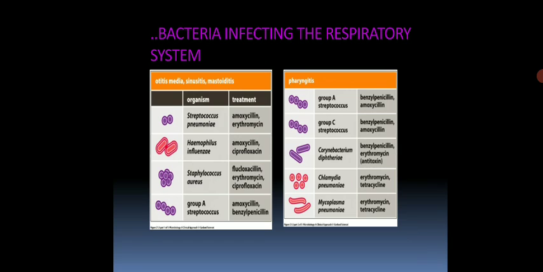So these are the causative agents of otitis media, sinusitis as well as mastoiditis. And in case of pharyngitis, it is caused by group A Streptococcus, then group C Streptococcus, then Corynebacterium diphtheriae, then Chlamydia pneumoniae as well as Mycoplasma pneumoniae. So these are the respective antibiotics, for example benzyl penicillin, amoxicillin, we can use for treatment of these clinical complications.